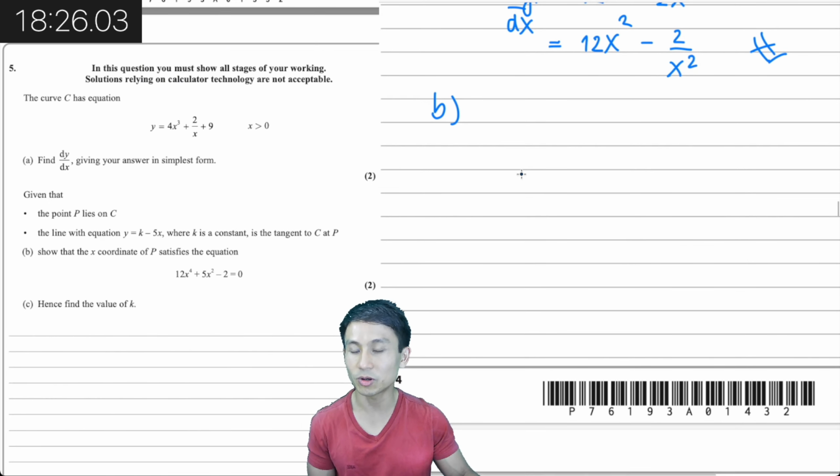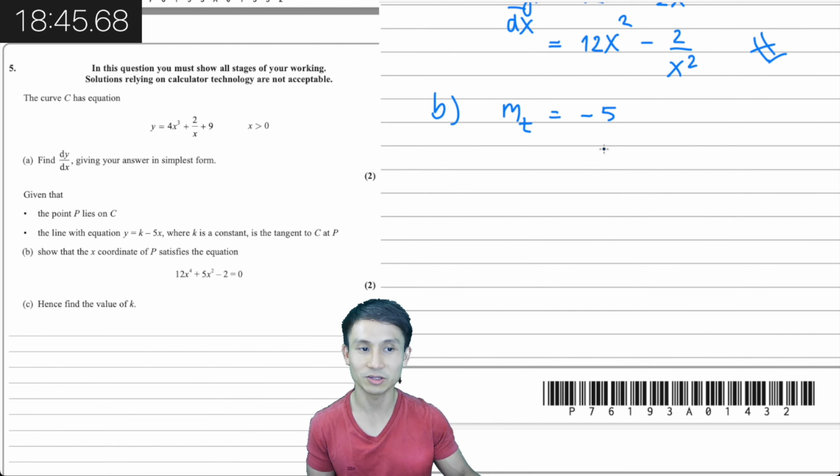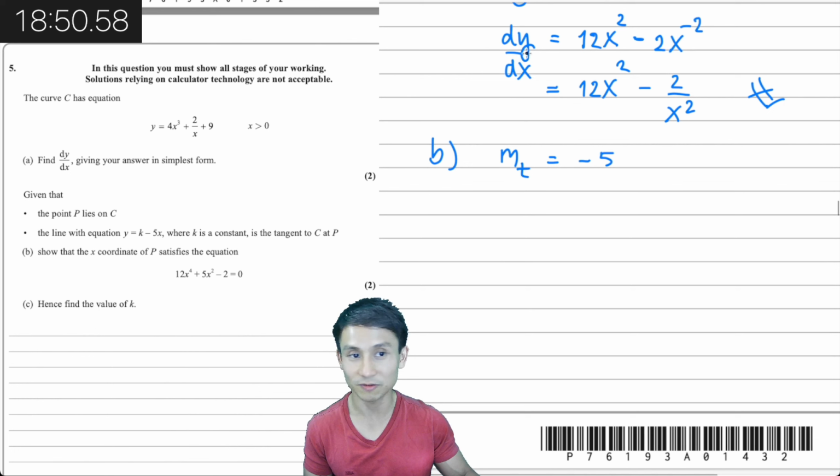So B, given that the point P lies on C, the line with equation y equals k minus 5x, where k is a constant, is the tangent to C at P. Show that the x-coordinate of P satisfies the equation. So we know that the gradient of the tangent is minus 5 because it's just in front of the x. So we equate minus 5 to the derivative of the C function that we got earlier: 12x squared minus 2 over x squared equals minus 5.